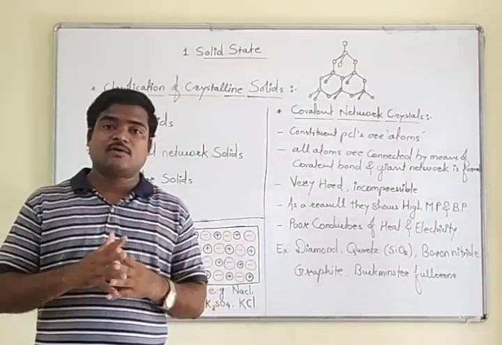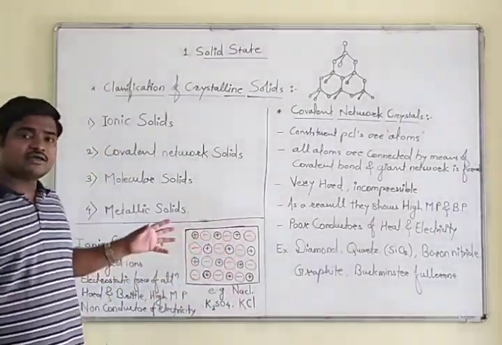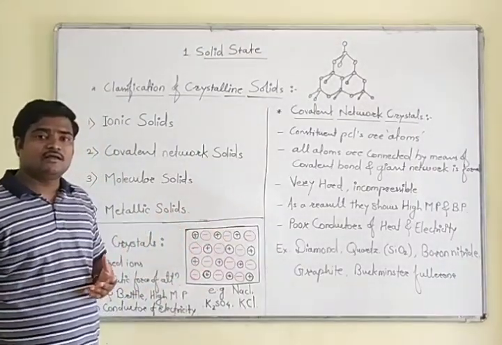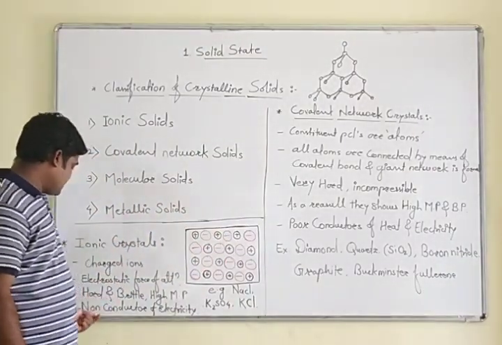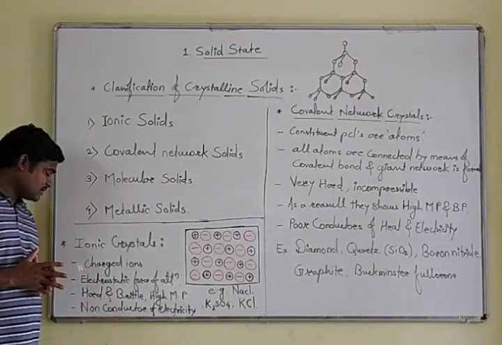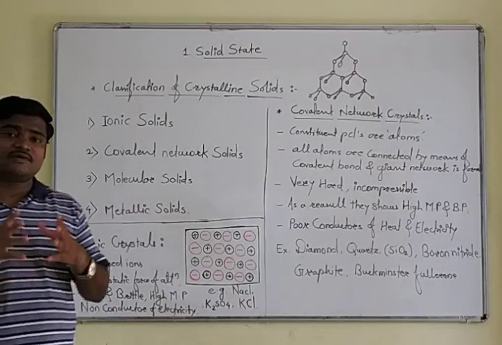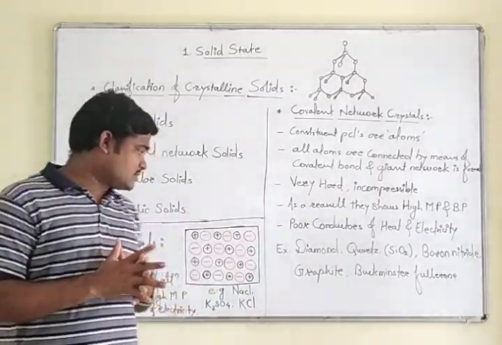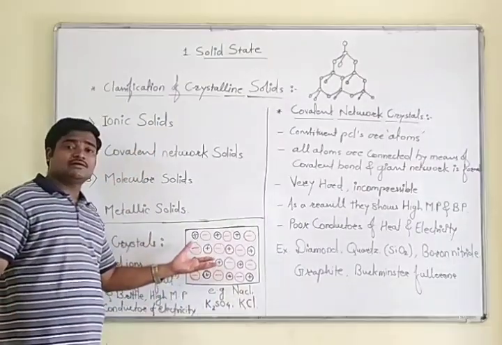Why do they have a high melting point? Because these ionic crystals are hard and brittle, so that's why we can say that their melting point is high. And the fourth thing is that they are non-conductors of heat and electricity. Why do they not carry electricity?